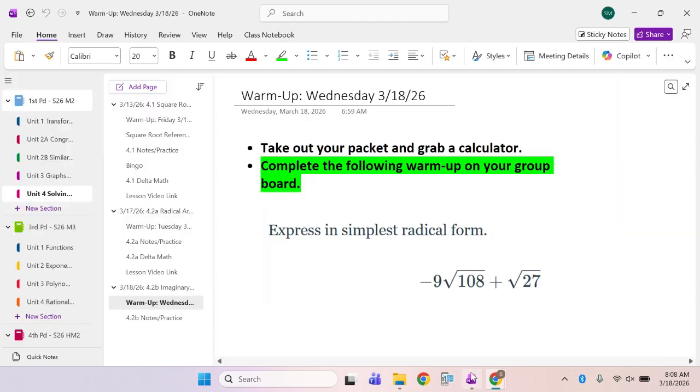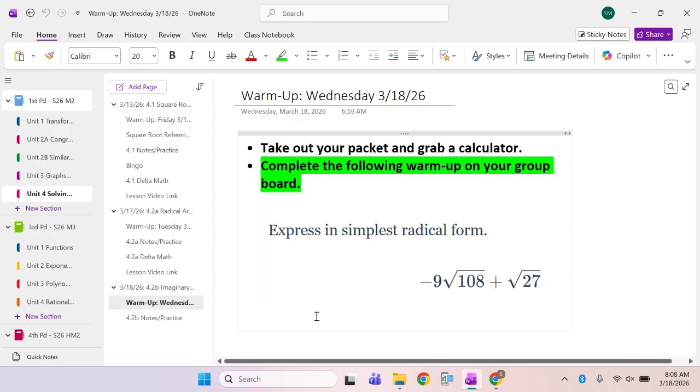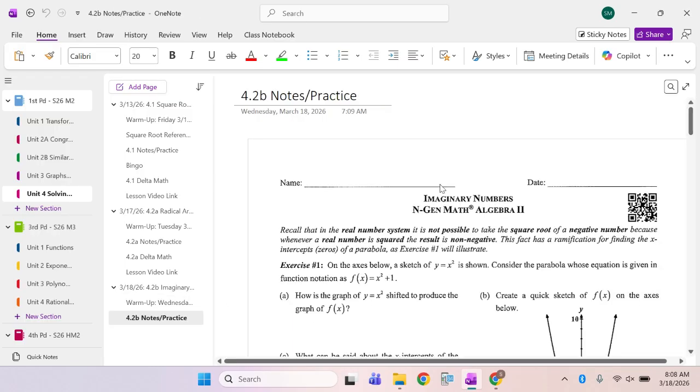Real numbers are a category of complex numbers. The other category being imaginary, which is what we're talking about today.